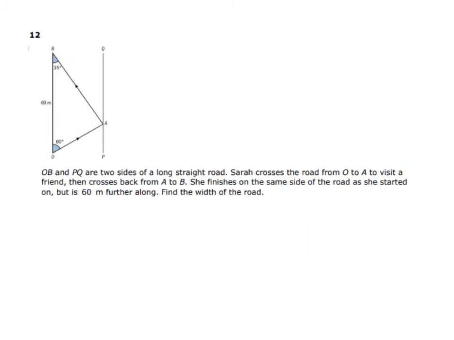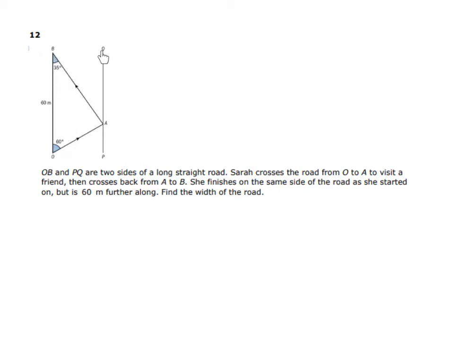Okay, number 12 says, OB and PQ are two sides of a long straight road. Thanks for the description. Okay, Sarah crosses the road from O to A to visit a friend, and then crosses back from A to B. She finishes on the same side of the road as she started, but is 60 meters further along. And the question is, find the width of the road.